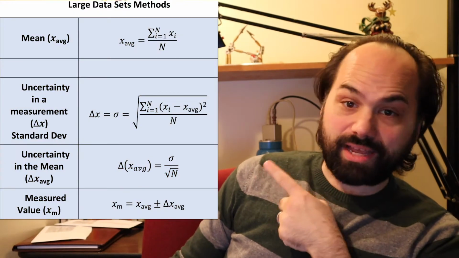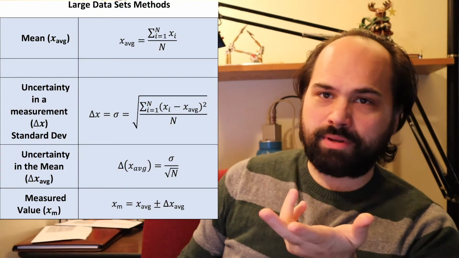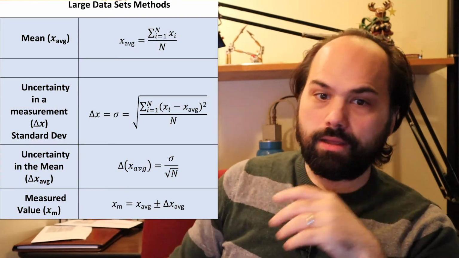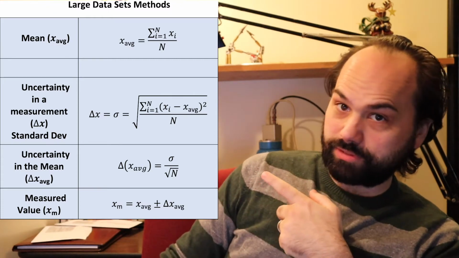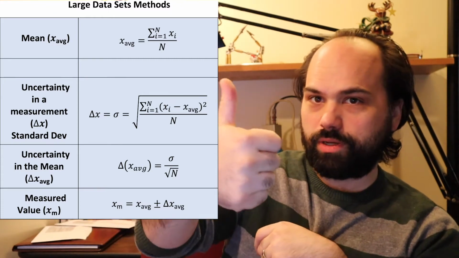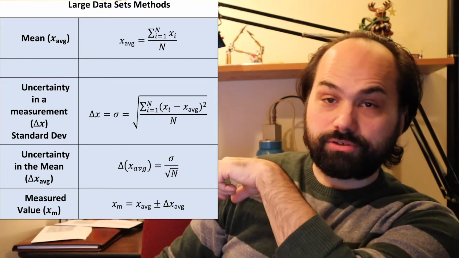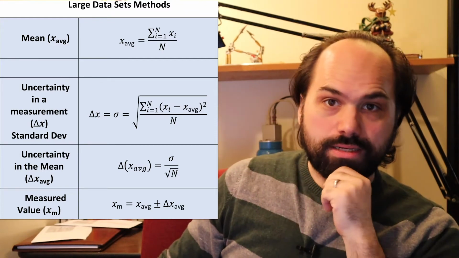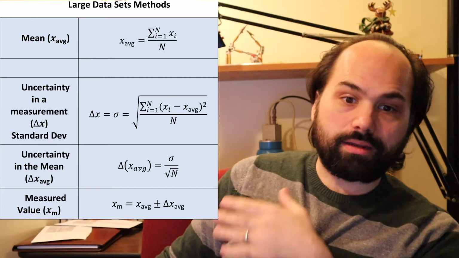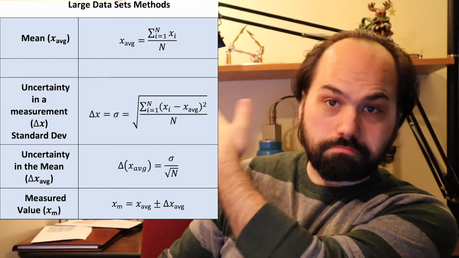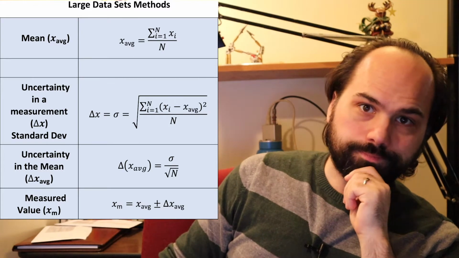If we've done enough that we have a large data set, let's say n is greater than 100, then our data looks like this. So we still have average. It just has a sigma now because it's big. Uncertainty in the measurement. What's that? That's right, standard deviation. Well done. To get to uncertainty in the mean, we still have that square root of n. And finally, our measured value is our mean and our uncertainty in the mean.